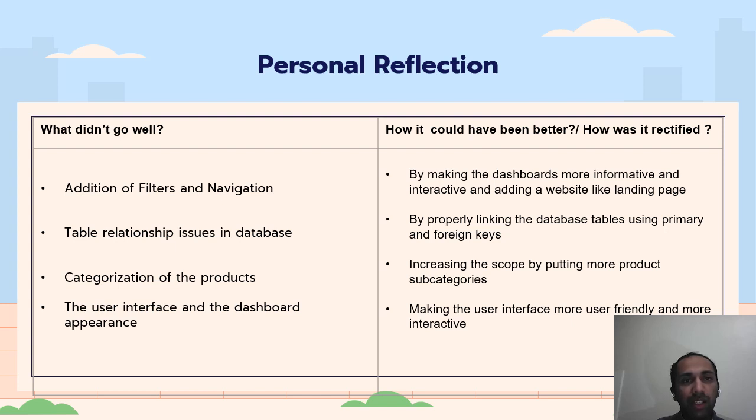The second one is that relationship conflicts in the database tables were still existing, which were corrected by properly allocating the primary and foreign keys that establish the relationship between tables, and this is also helpful during visualization. Number 3 is categorization of products. We felt the products could be subcategorized more in depth to increase the product scope, so we added more product subcategories with more data.